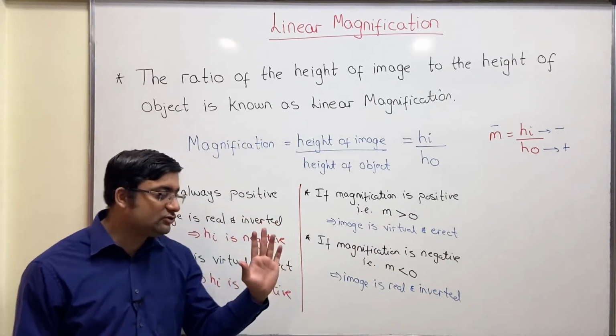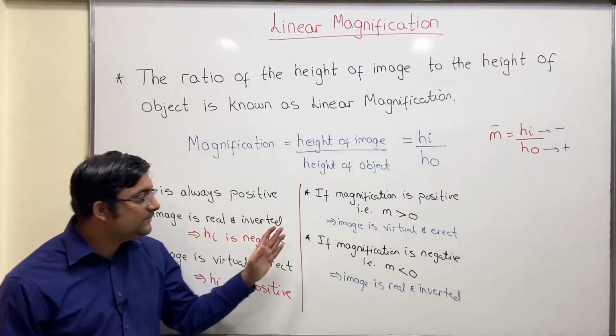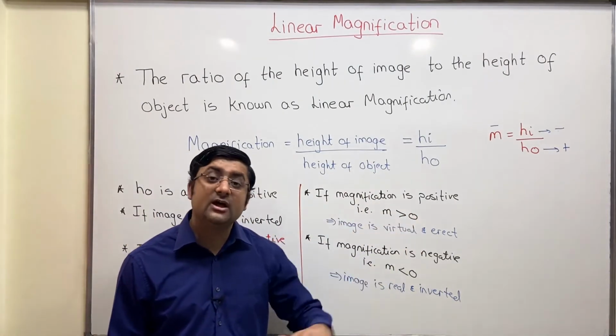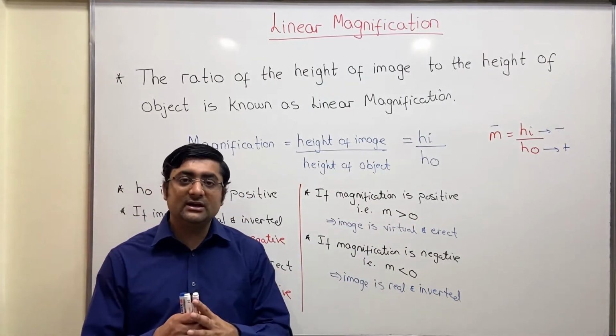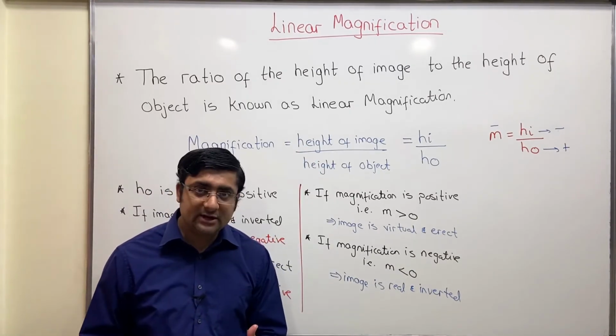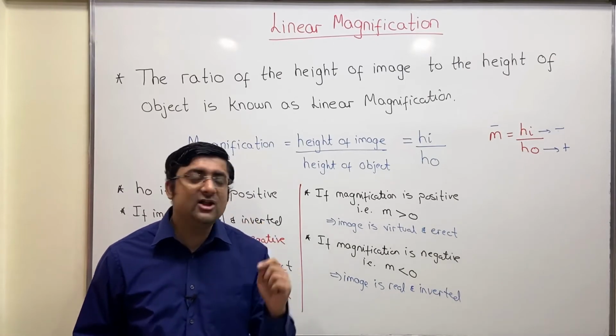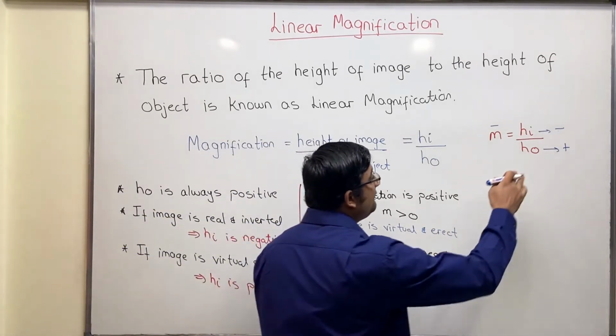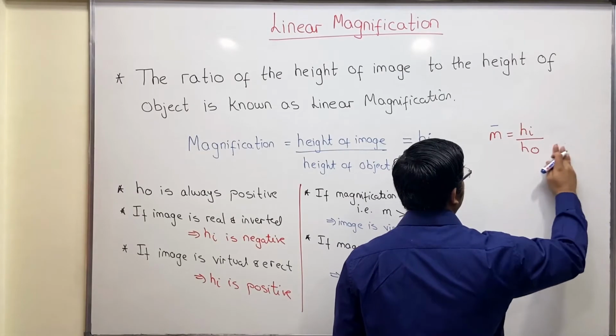So we have learned two things so far, guys: the convention of hi and ho, and magnification positive and negative. Now the next thing is, we can get an image of the same size, a bigger image or a smaller image. So how do we know that? That depends upon the value of magnification. So now we'll study the value of magnification, guys.